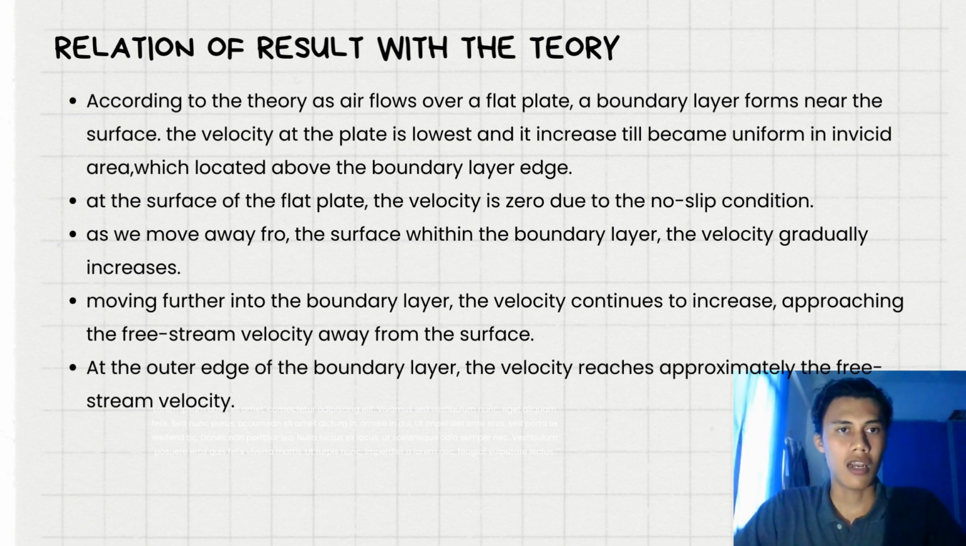Okay, right now the relation of the result with the theory. The velocity at the plate is the lowest and it increases until it becomes uniform in the inviscid area, which is located above the boundary layer edges. The same goes for our project result. The velocity vectors along the plate show that the velocity of fluid particles at the plate is zero due to the no-slip condition, and this occurs due to the viscous effect where the fluid particles stick to the plate.